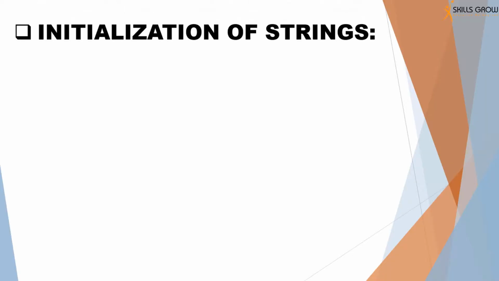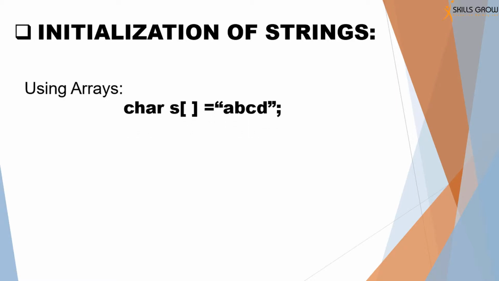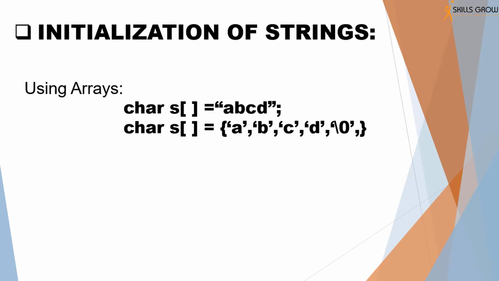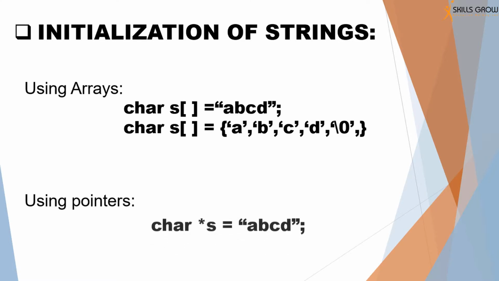Initialization of strings. In C language, strings can be initialized in a number of different ways. But for convenience and ease, both initialization and declaration are done in the same step using arrays and pointers. Using arrays: the string ABCD is initialized and stored in the form of an array as below. Using pointers: strings can also be initialized using pointers. Here in the below example, the asterisk symbol is used to denote the pointer.